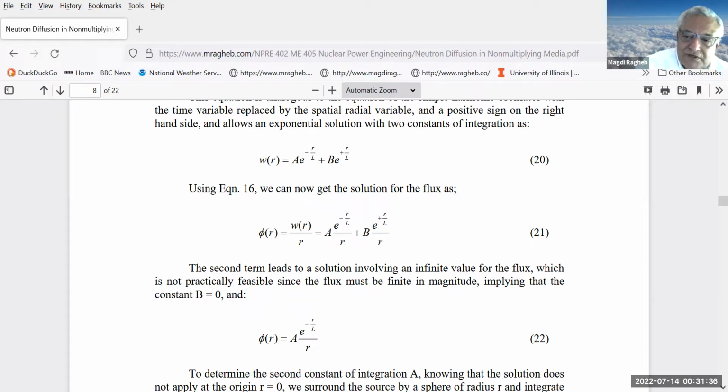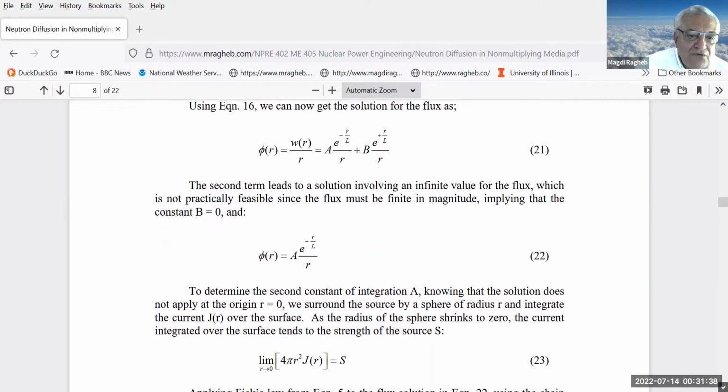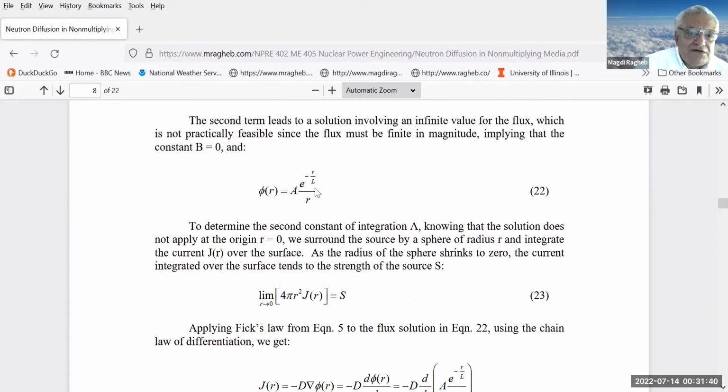So the solution for the flux is now A e to the minus r over L, divided into r. We determined the B constant of integration. Remember, it was a second order differential equation, so we needed to deduce two constants of integration.